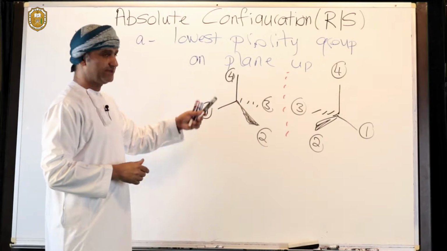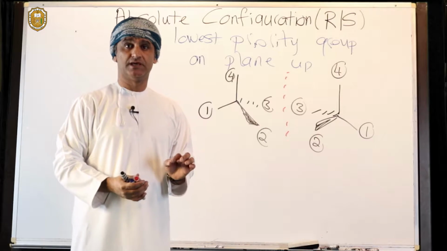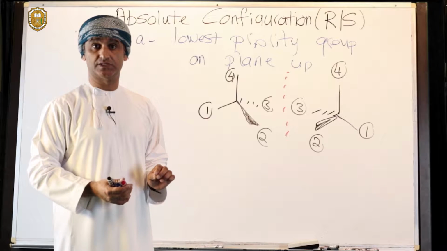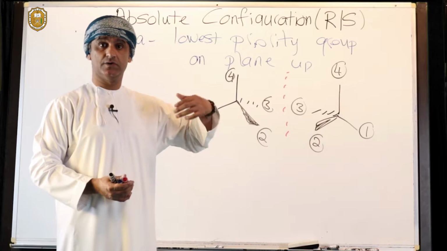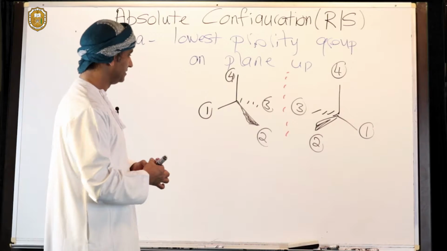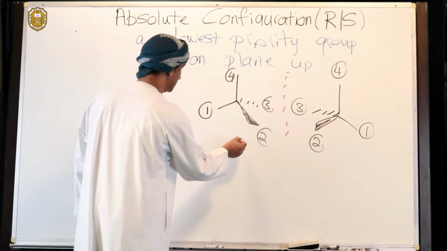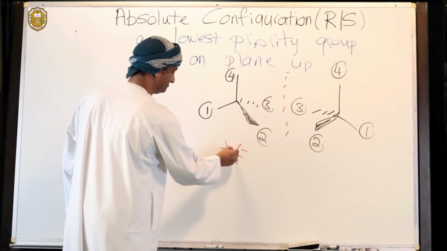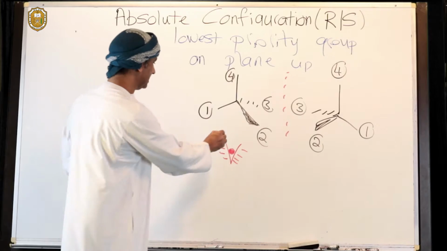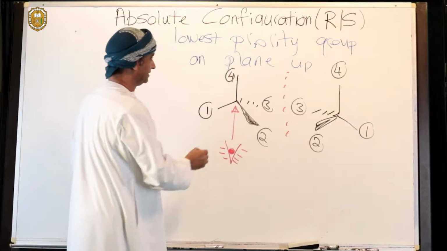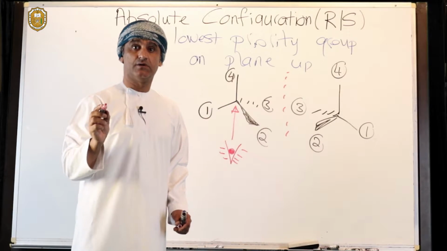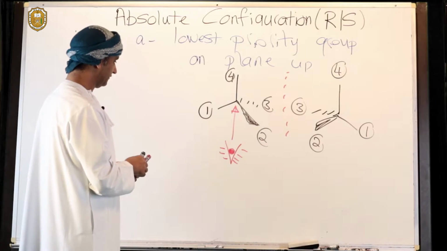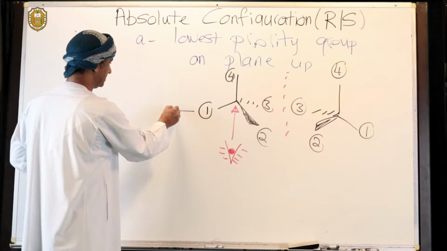Now the exercise, in order to determine the absolute configuration, is to view the molecule so that the lowest priority group is away from us or completely behind. And again, to do this, we need to look from here, that's the eye. That is exactly the way of looking at the molecule, completely opposite to the lowest priority group. If we do that, what do we get? Now, if we do this, we get something like this.